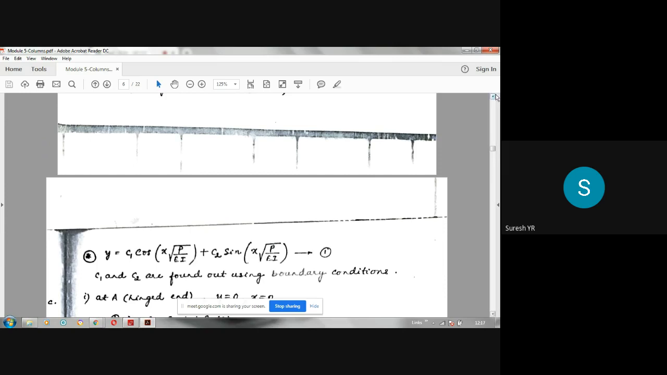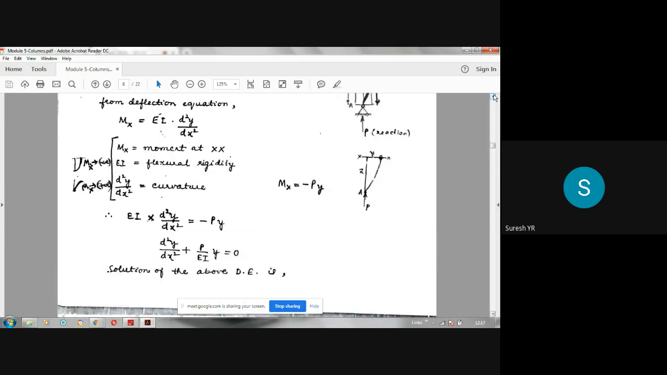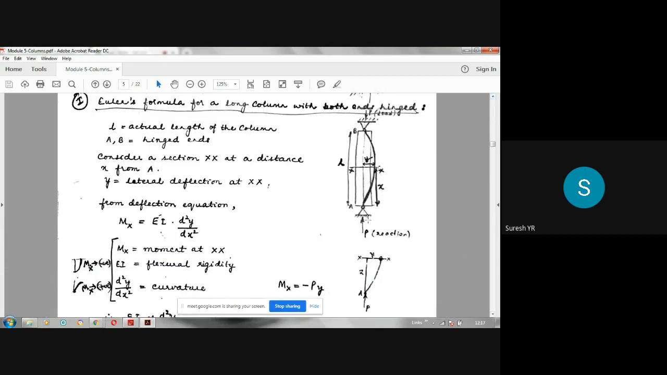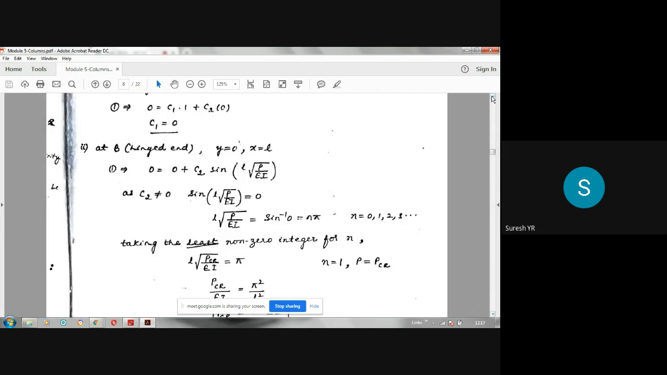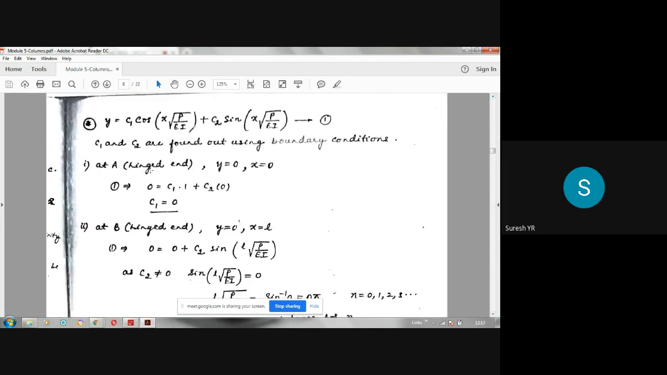Depending on the end conditions or the support conditions, we can write the boundary conditions. See here, at the end A, x is equal to 0, y is equal to 0 because there is no deflection at A. Similarly, at B, x is equal to L, y is equal to 0. Those 2 are the boundary conditions we have to use here. Let us use the first boundary condition. At the hinged end A, x is equal to 0, y is equal to 0. Put that here and substitute in this equation.